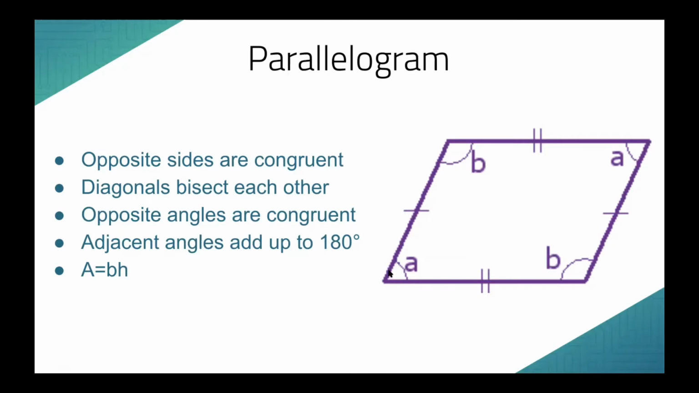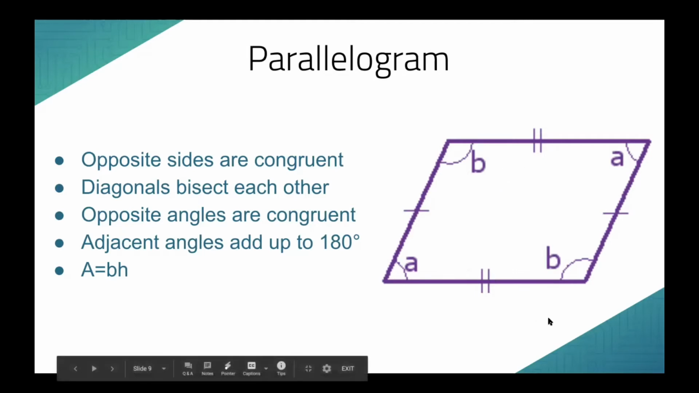And opposite angles are congruent. That's why we can label the angle A here and then the other opposite angle also as A, because they are identical to each other. And the adjacent angles add up to 180. So any angle A and any angle B would add up to 180 degrees. And the area formula for a parallelogram would be base times height.